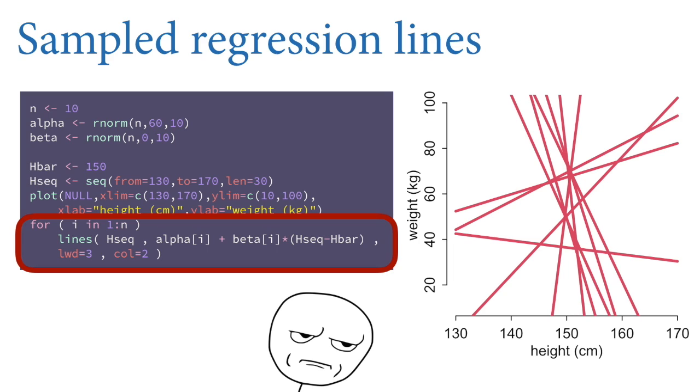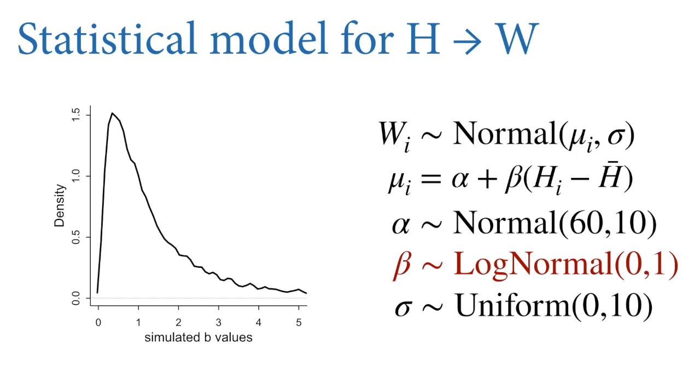So what do those lines look like? Well, they look terrible. These are not lines that relate human height to human weight, maybe on some other planet for some other organism. The obvious problem is that a lot of them go the wrong direction because we made the prior for beta symmetric around zero. And that doesn't make any sense at all. So we can fix that. We can use a different distribution. Let's use a distribution that's constrained to be positive. Because look, on average, the relationship between height and weight is positive in a population.